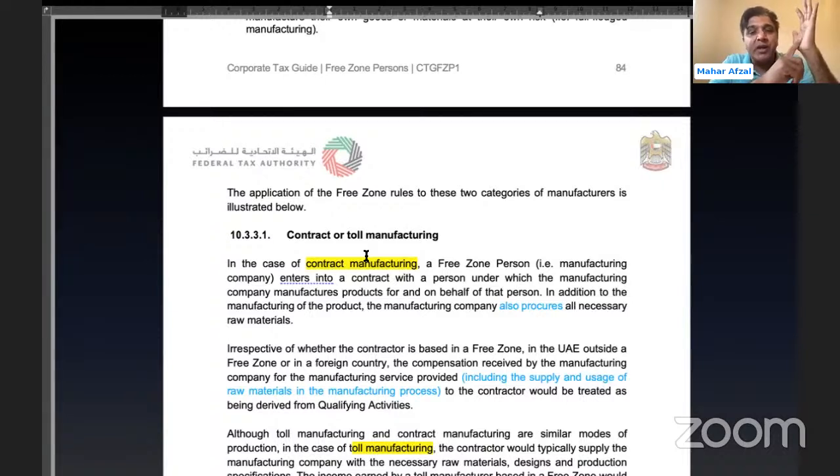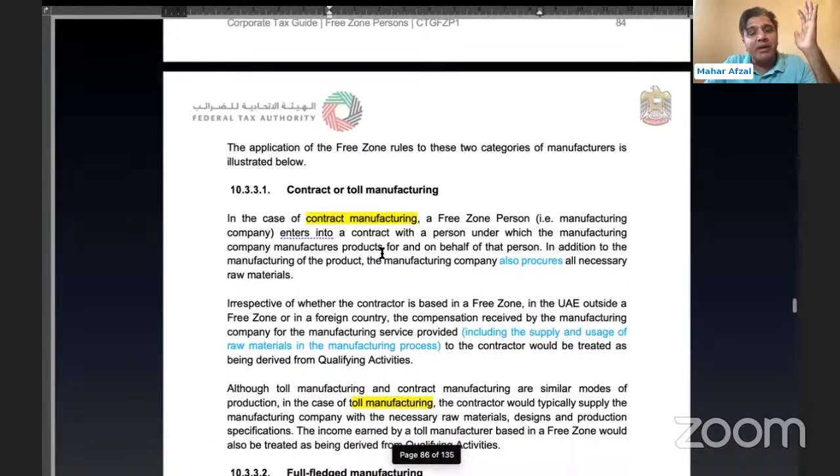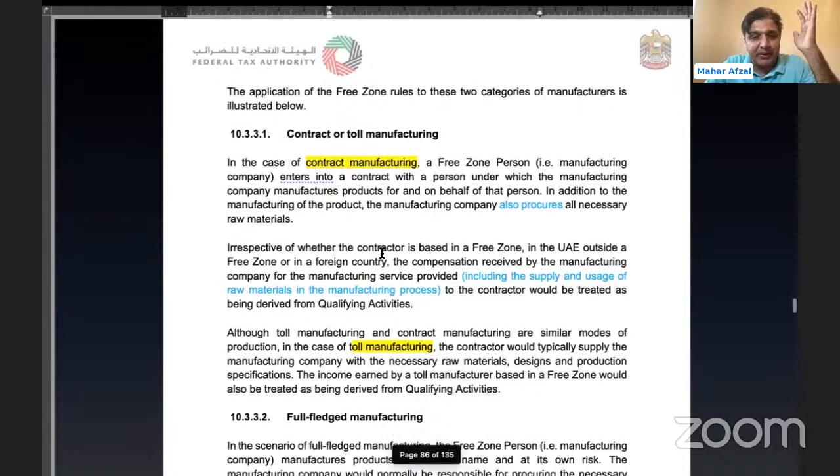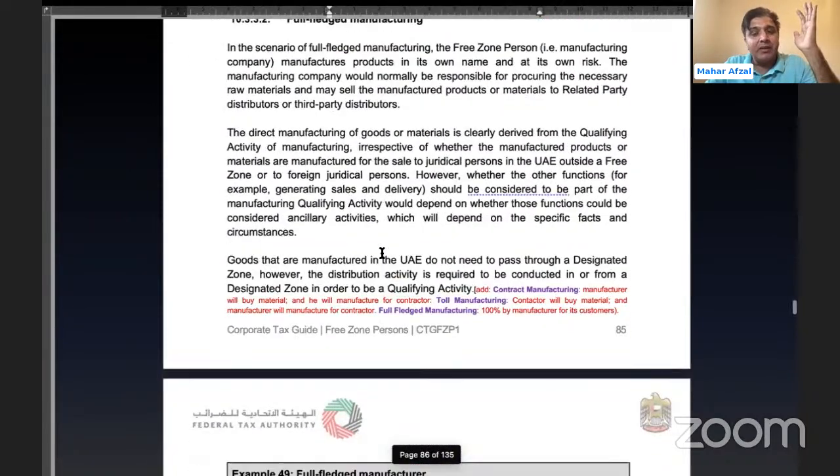full-fledged manufacturing. If the manufacturer, which is based within the free zone, is performing manufacturing activity for any customer in the UAE, out of the UAE, in the mainland, it doesn't matter. This will fall under the qualifying activity. It will generate qualifying income, provided all other conditions like adequate substance is being maintained and de minimis, all those criteria is being met. They have mentioned in the, you can go through this.